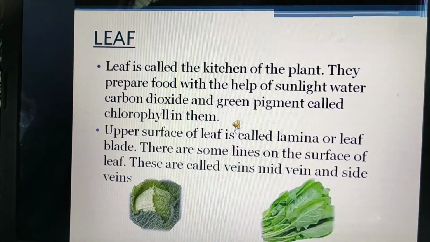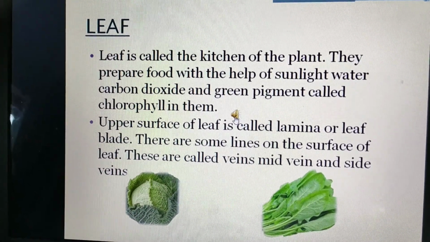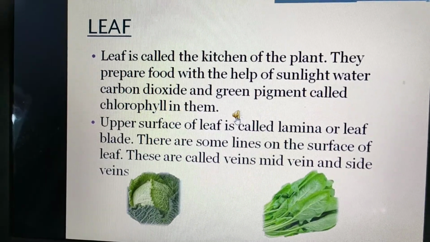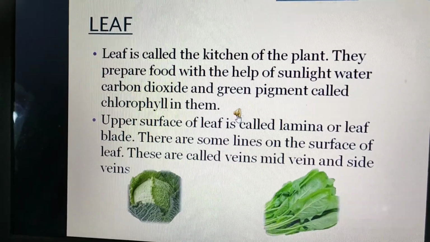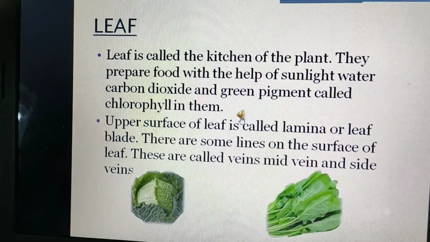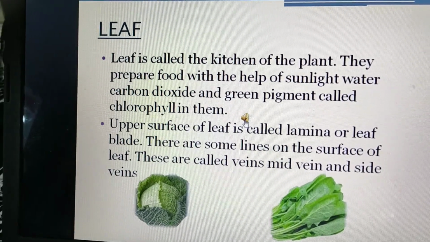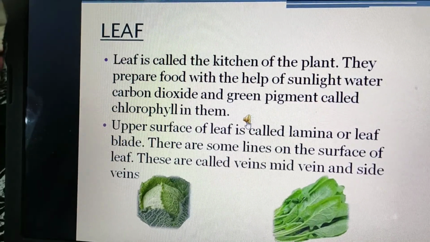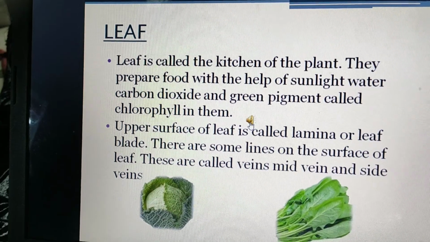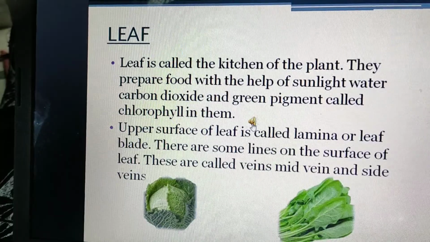Leaf is the most important part of a plant. Leaf is also called the kitchen of the plant. They prepare food with the help of sunlight, water, carbon dioxide and a green color substance called chlorophyll in them. Children, you have seen leaves which are green in color. So this green color in leaf is called chlorophyll. The upper surface of the leaf is called lamina or leaf blade.